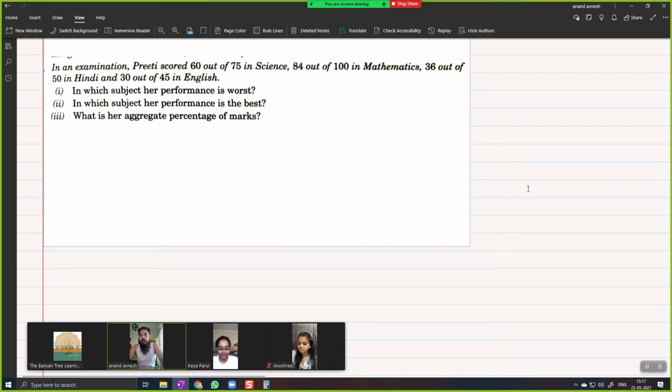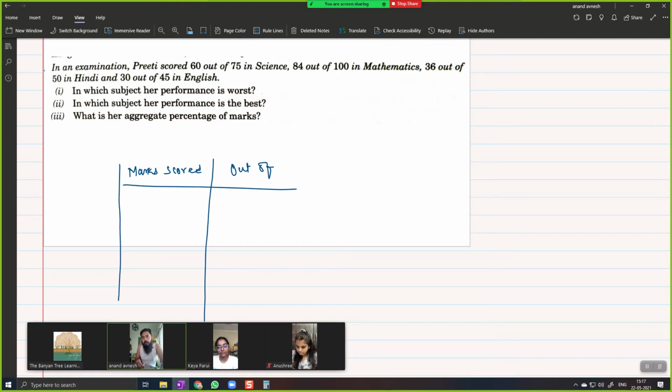In an examination, Preeti scored 60 out of 75 in science. ठीक है? I will write over here like this: marks scored and out of. And here I am going to write subject number 1, science. So marks scored is 60 out of 75. Second is math, 36 out of 50.